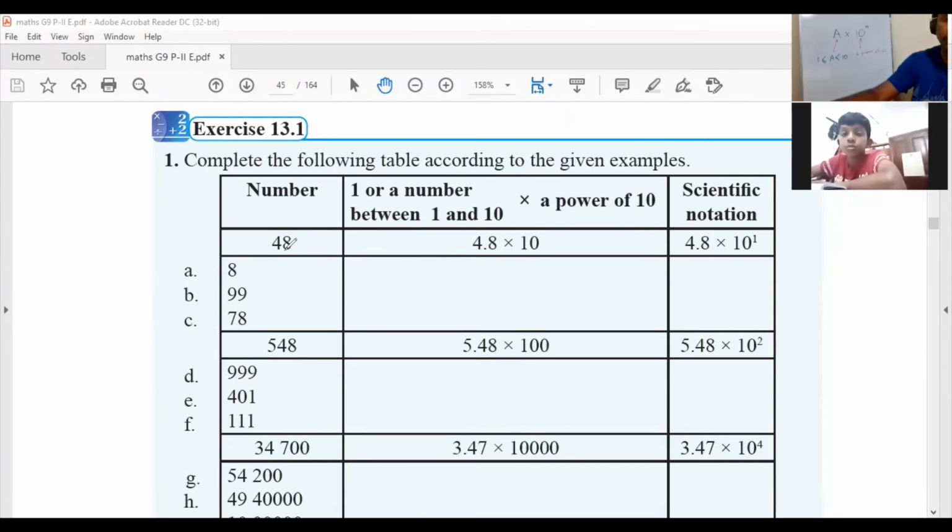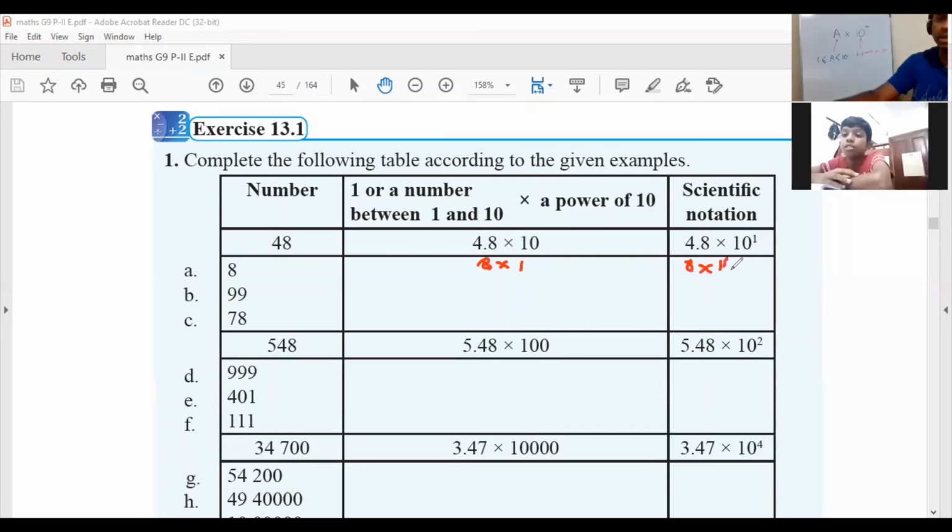Here 48 can be written as 4.8 times 10. If you write it in scientific notation, it is 4.8 multiplied by 10 to the power 1. Then how do you write 8? 8 multiplied by 10 to the power 0. 10 to the power 0 is 1, so 8 times 1 is 8. In scientific notation it is 8 multiplied by 10 to the power 0.